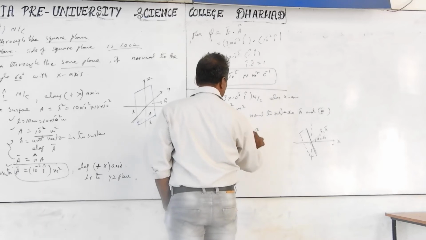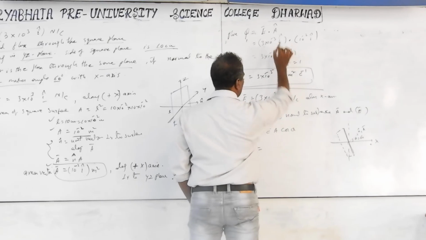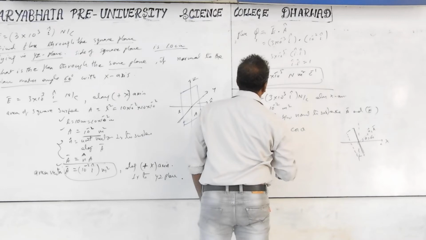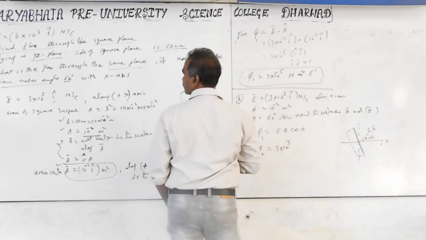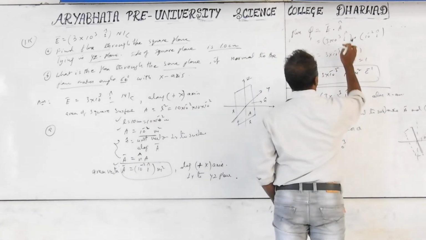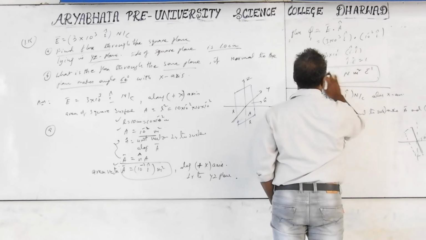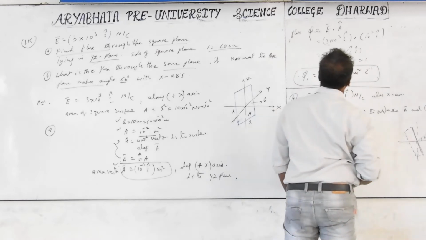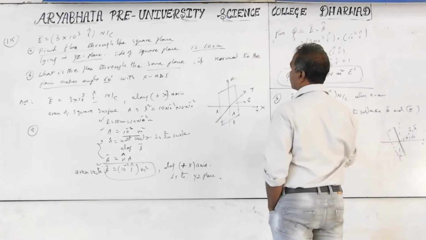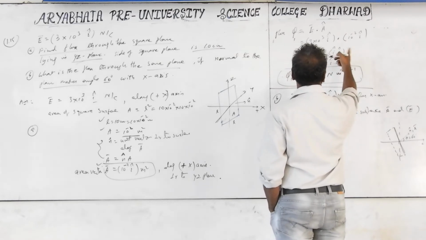Now only the magnitude is required. Magnitude means we take only the integer part, because the value is constant throughout. I dot E dot A is a constant. The electric field is 3 into 10 to the power of 3, the value is plus 3, not minus 3. So 3 minus 2 is 1, giving 10 to the power of 1.